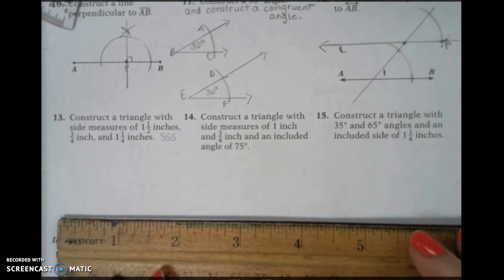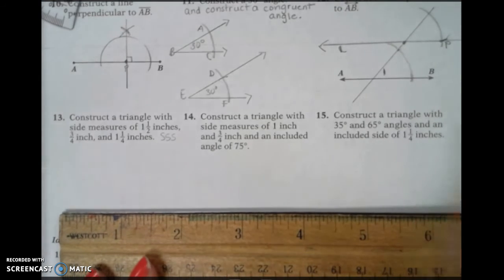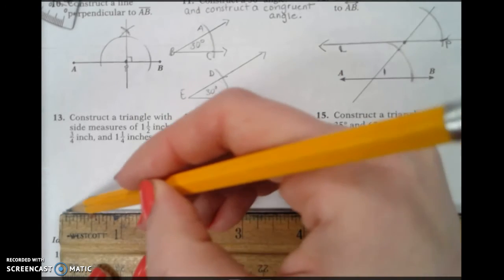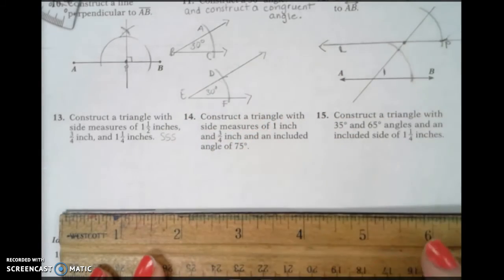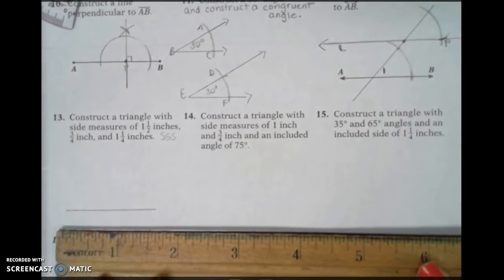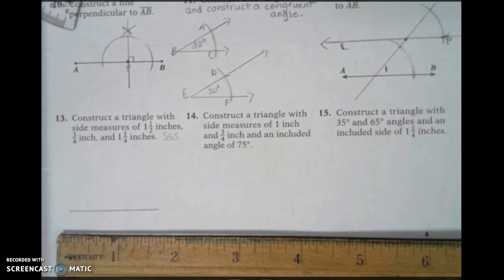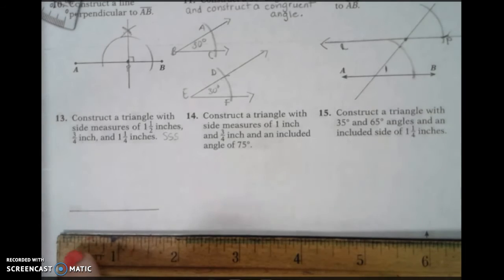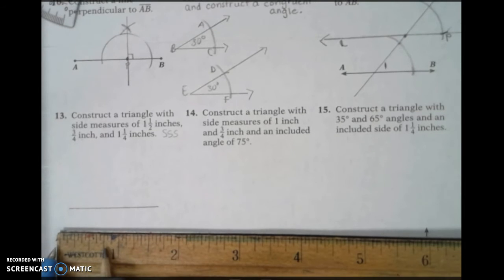So go ahead and draw a 1.5 inch line as your base. Then the other two sides are going to be measured by your compass. So my next side needs to be 3/4 of an inch. So to find 3/4 of an inch, your fourths stick out. It's every 4 lines is a fourth. So here's 1/4, 2/4, which is the same as a half, 3/4. So open it up to 3/4.